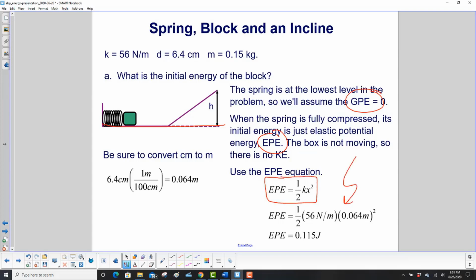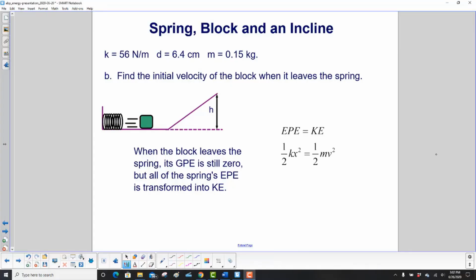Plug in our numbers, and be careful over here, convert centimeters to meters for the compression of the spring. We use unit conversion here, where 1 meter is 100 centimeters, just like 1 year is 365 days. And we get 0.064 meters. And our initial EPE, and actually that will be the energy at any point in this little traveling block, is 0.115 joules.